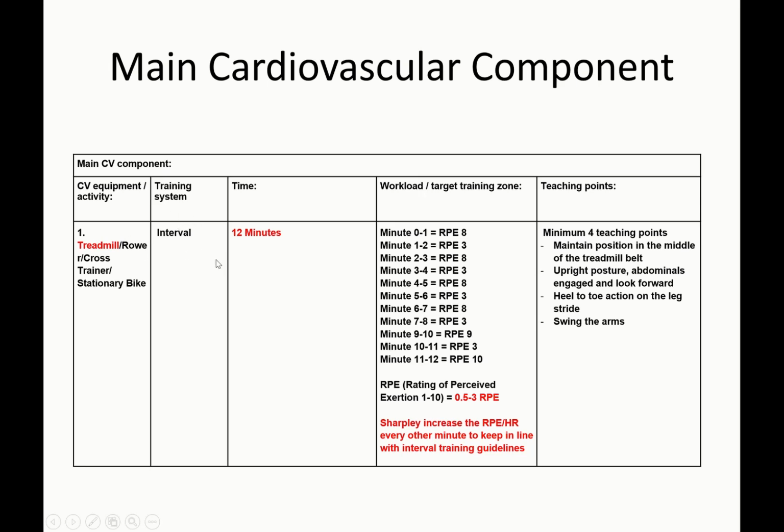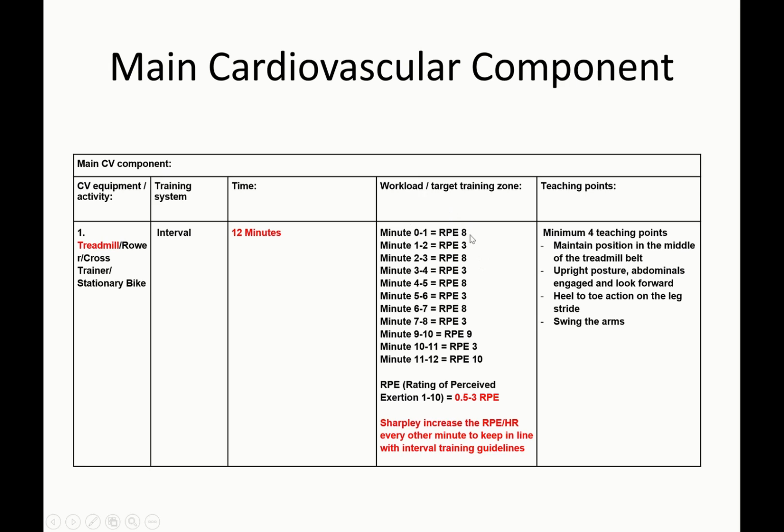So this of course is intermittent in terms of the intensity at which we're going to run, and you can see that I've outlined the workload and the target training zones for every single minute across that 12-minute exercise training session. You can see here that there is a difference in the RPE scale. Remember, RPE is rating of perceived exertion, and in this particular example I've used the RPE scale of 1 to 10. So from minute 0 up to minute 1, we're running at an RPE of 8.